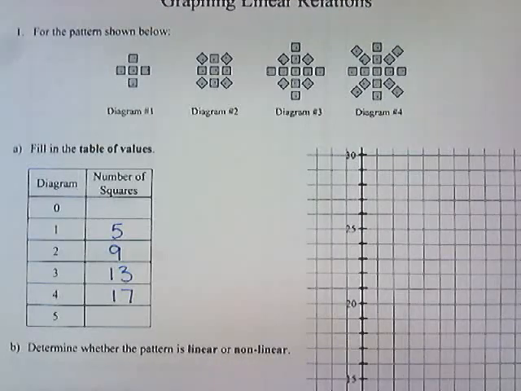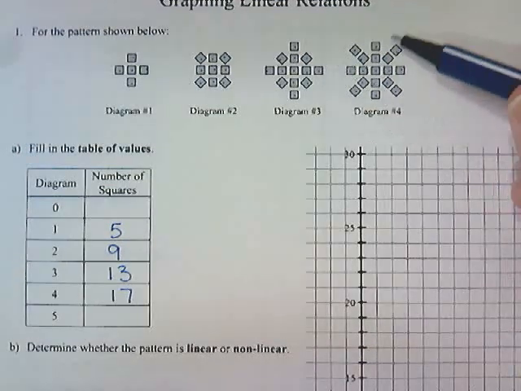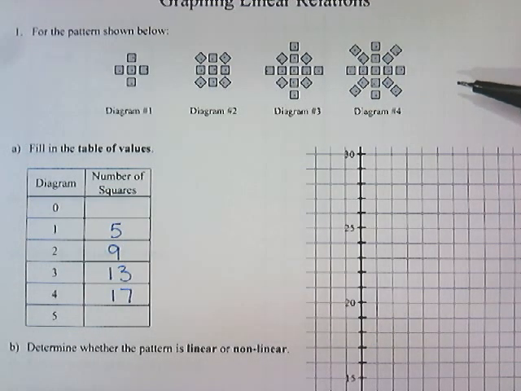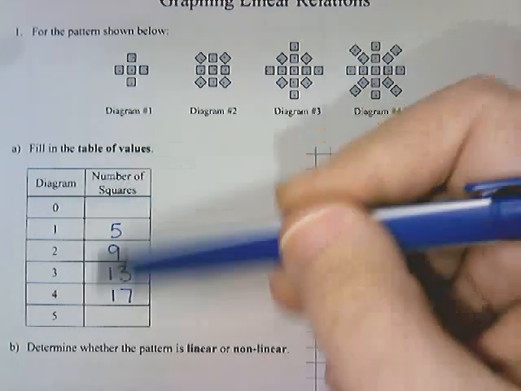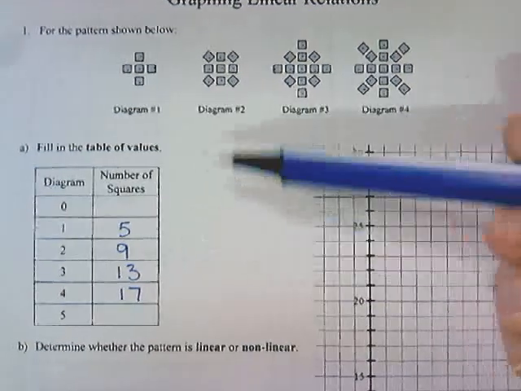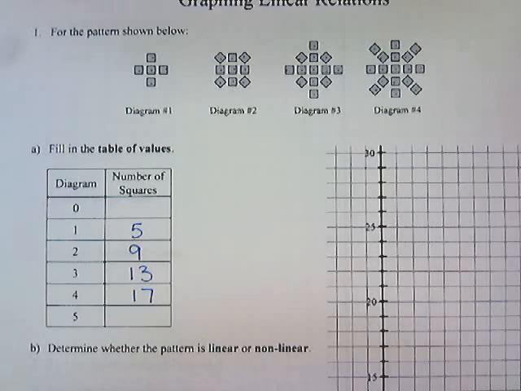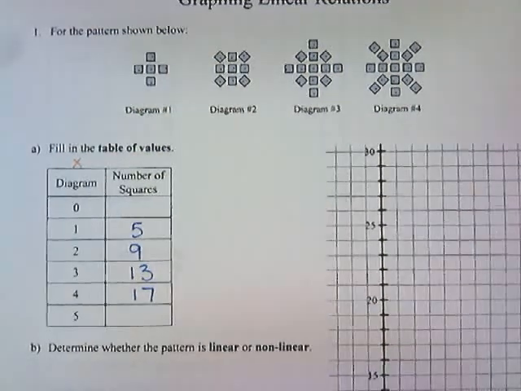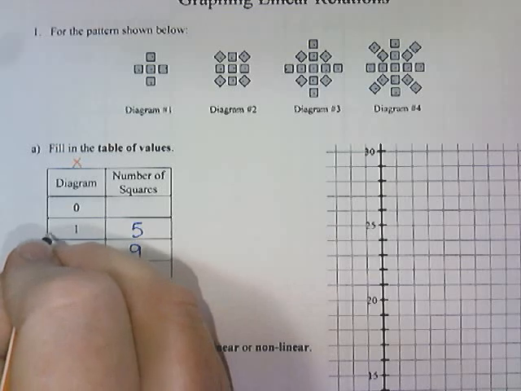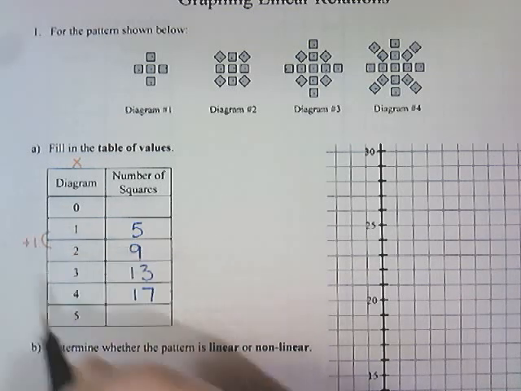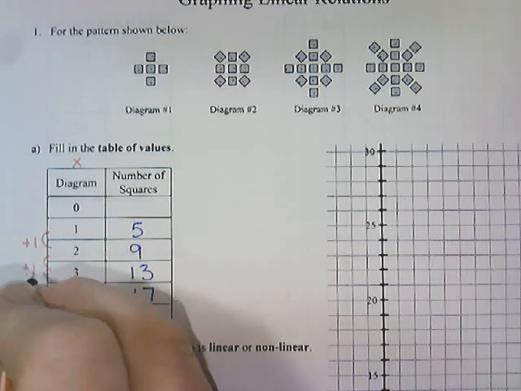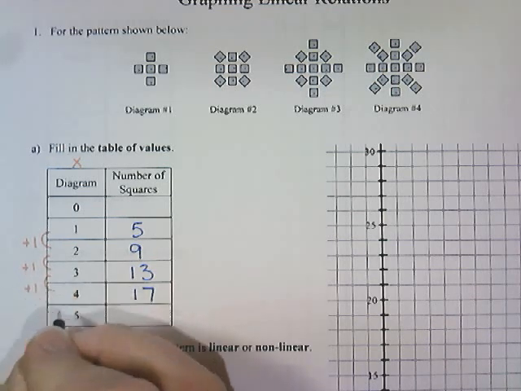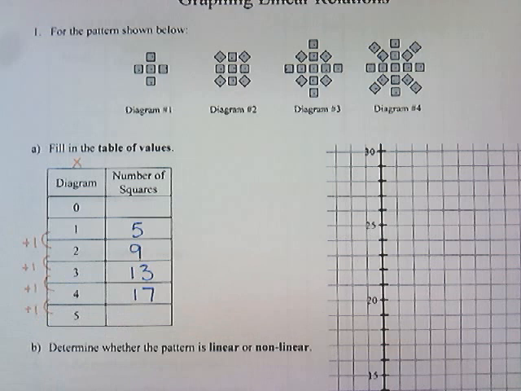Okay, so I don't have diagram 0 and I don't have diagram 5. I could try to draw what I think diagram 5 would look like by following the pattern, or I can try to see what's going on with my numbers. So I think I'm going to look at the numbers and see if I can work it out that way. On the X side, which is the left-hand side, I am going to see if I can find my differences. So to get from 1 to 2, I added 1. To get from 2 to 3, I added 1. From 3 to 4, I added 1. From 4 to 5, I added 1.